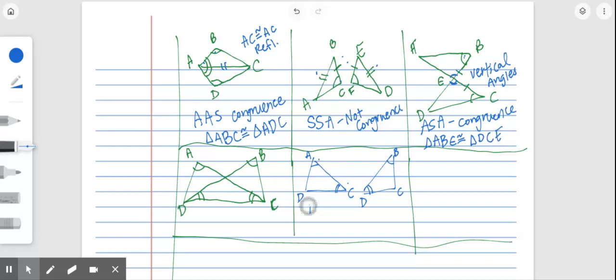However, I know that DC is congruent to DC by the reflexive property. So that means I've got this side and this side. So now I've got angle, angle, side. Angle, angle, side, which is congruence. Yay. Okay, so then I can write that triangle ACD is congruent to triangle BCD.